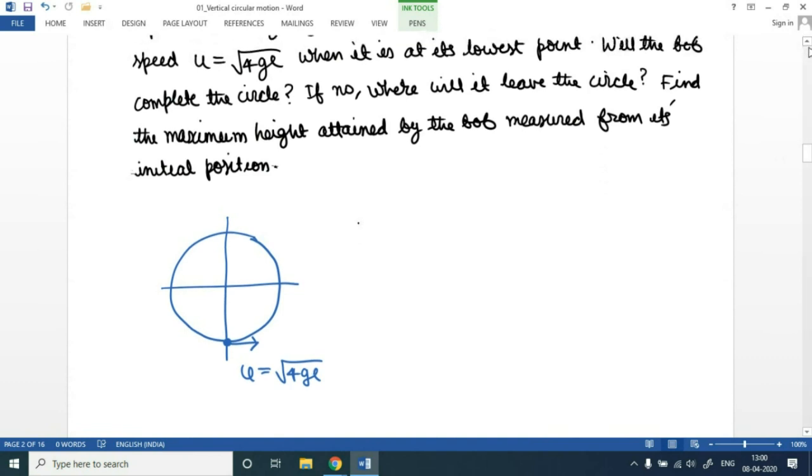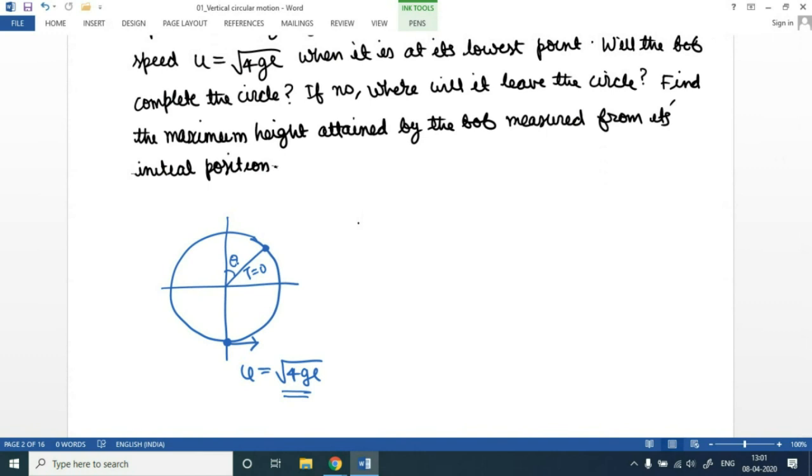So the answer is definitely no, because as we have seen, if the velocity lies between root 2gL and root 5gL, it will move to the upper quadrant, but somewhere the tension will become zero. We have studied that over here. So since u equal to root 4gL is definitely less than root 5gL, at some point tension is going to be zero. And we just need to find the corresponding value of theta over here.